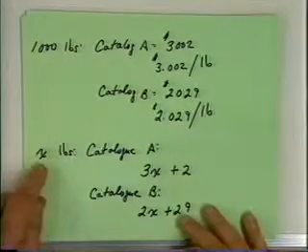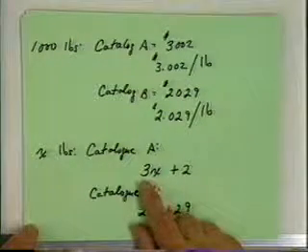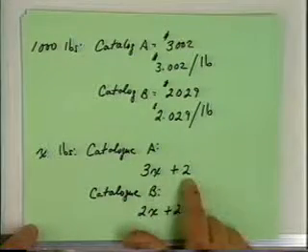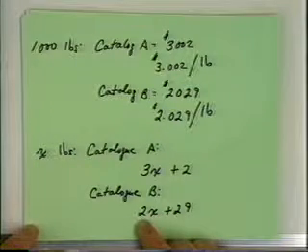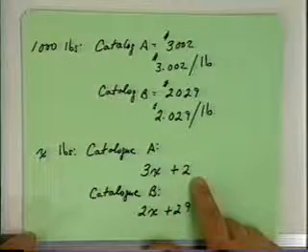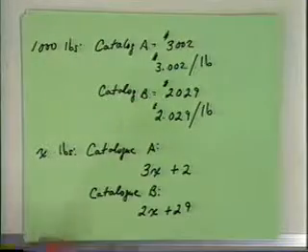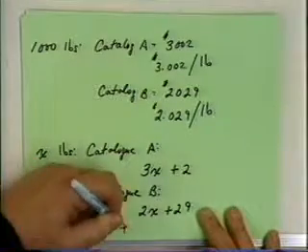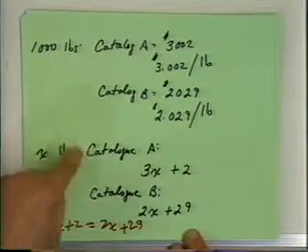Now look what's happening algebraically. If you're buying x pounds, catalog A tells you the cost is going to be what? Multiply the number of pounds by 3 and add 2. That's 3x plus 2. Catalog B says multiply number of pounds by 2 and add 29. So for x pounds, you're paying 3x plus 2 for catalog A, and 2x plus 29. And the equation 3x plus 2 equals 2x plus 29 simply says at what number of pounds will these two be equivalent.